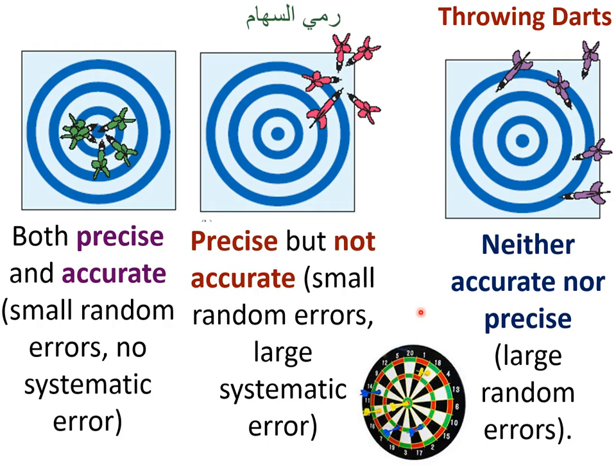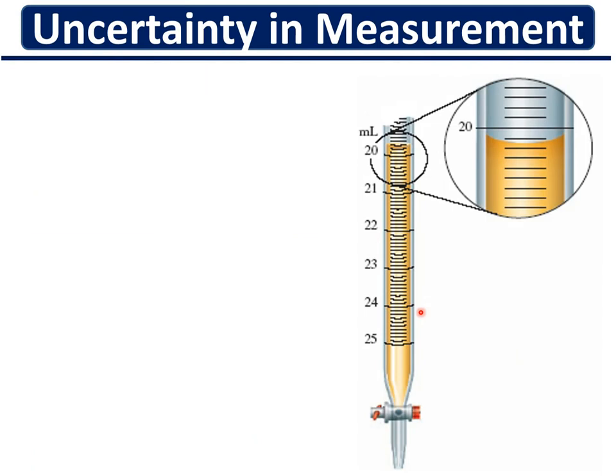Okay, uncertainty in the measurements. This is a burette that you may use in the laboratory, and the scale is going from 20 milliliter to 21. So if you magnify this part here, this is 20. The first small line here is 0.1, and the second one 0.2. So this is 20.1, 20.2. If I asked you to read the volume here, what do you expect?